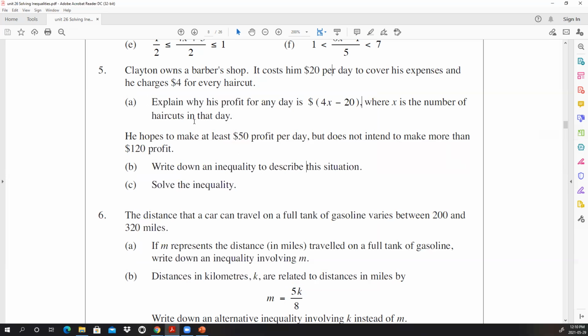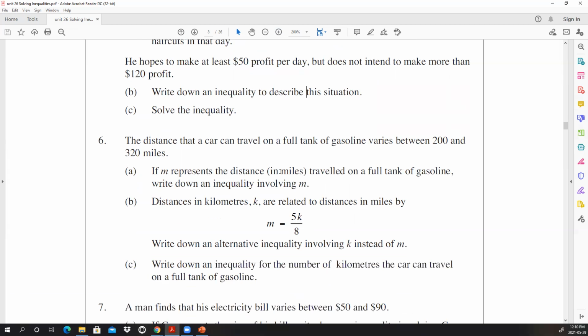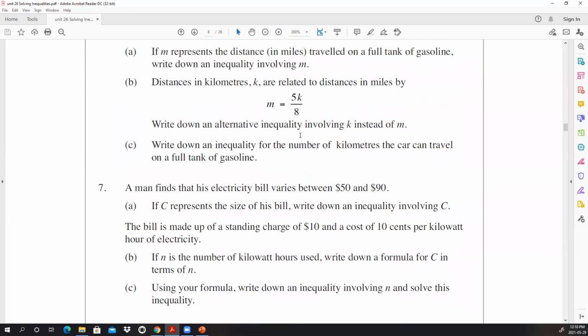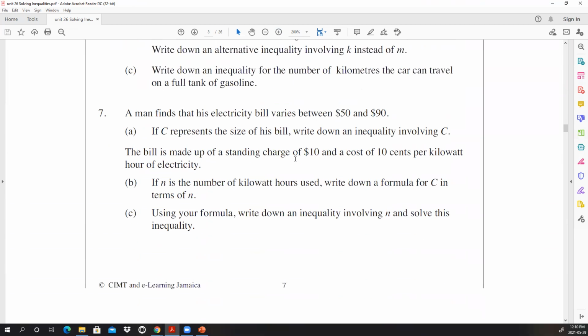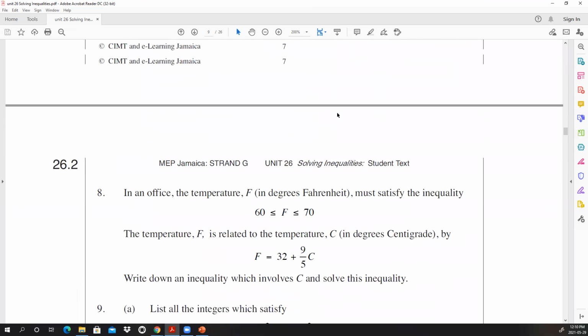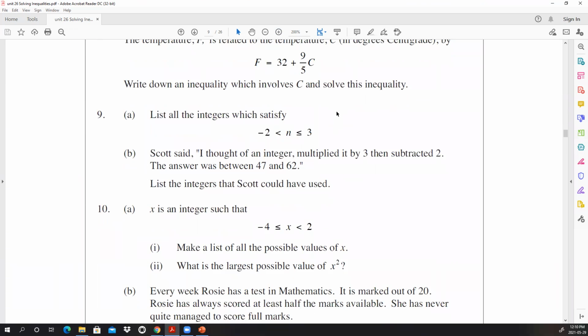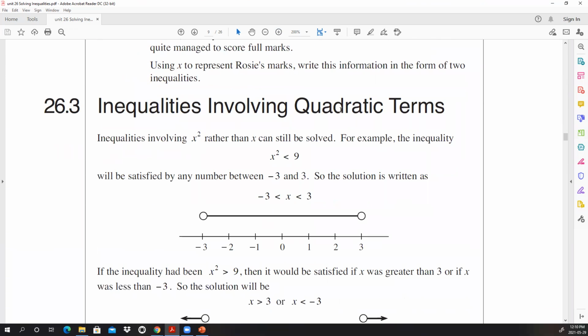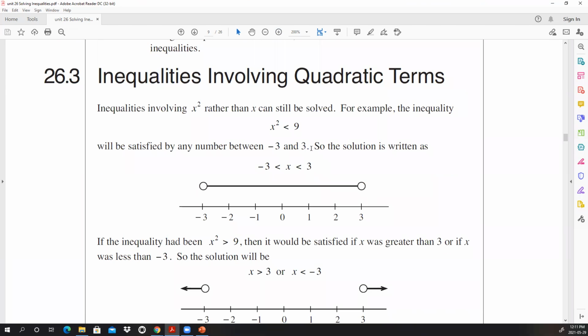All right. So the rest of these, of course, I can't look at any more of these questions, or else I'm not going to finish. So I would advise that you attempt as many as you can, and as I said before, I'll provide the solution sheet. All right, so inequalities involving quadratic terms.